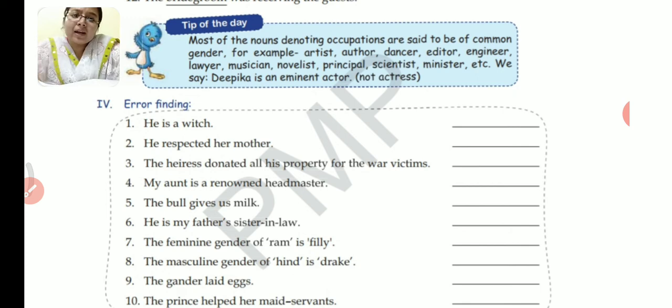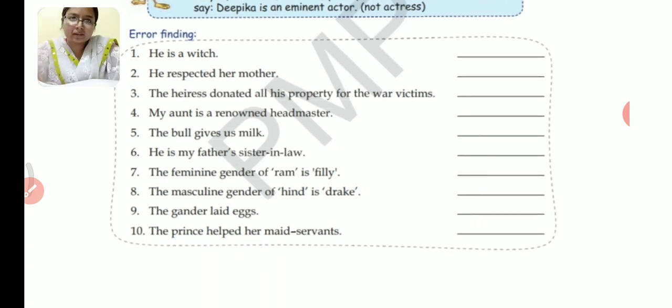Second one. He respected her mother. He respected her mother? No, he respected his mother. And similarly you can do it. She respected her mother, means whatever way you feel like you can do it. Both are right. And in this way you have to solve the exercises.